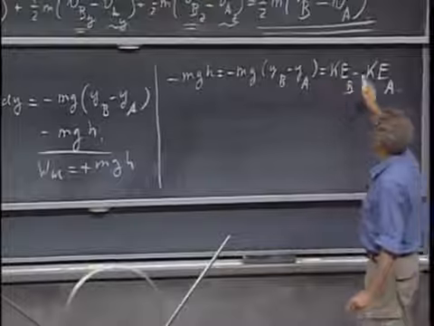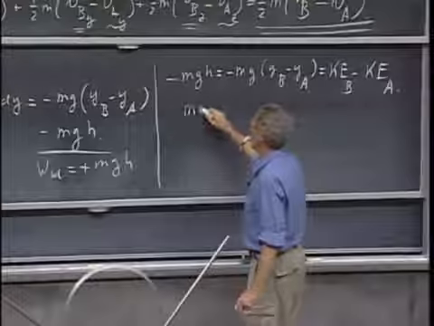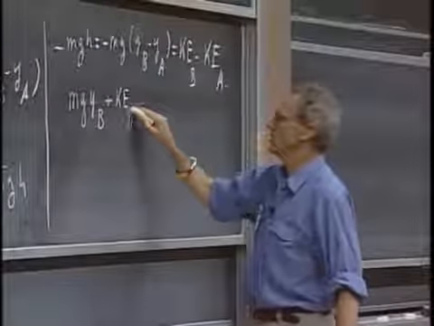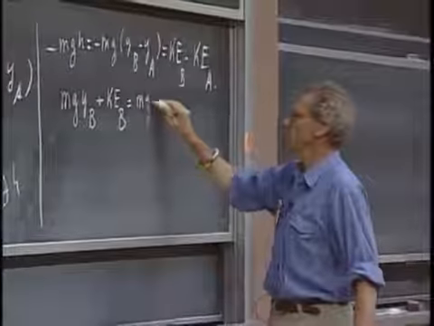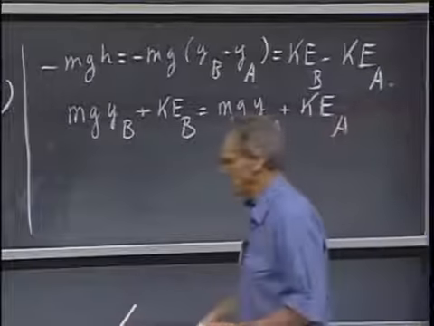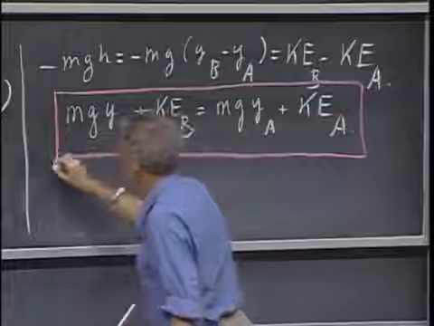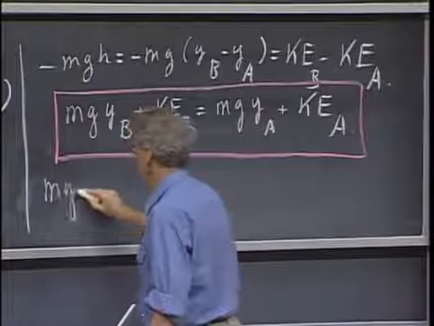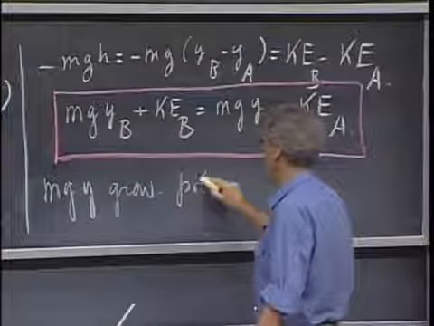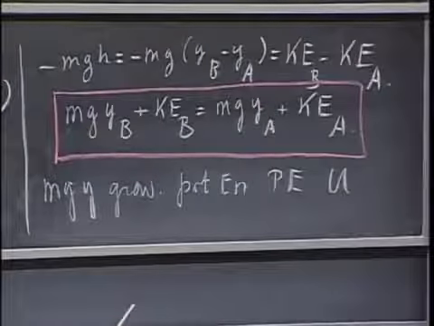Look closely here. I can rearrange this and I can bring the B's on one side. I can bring the A's on one side. I then get mg times y of B plus the kinetic energy at point B equals mg times y of A plus the kinetic energy at point A. And this is truly an amazing result. We call mgy, we give that a name, and we call that gravitational potential energy. Often we write for that PE or we write for that a U.